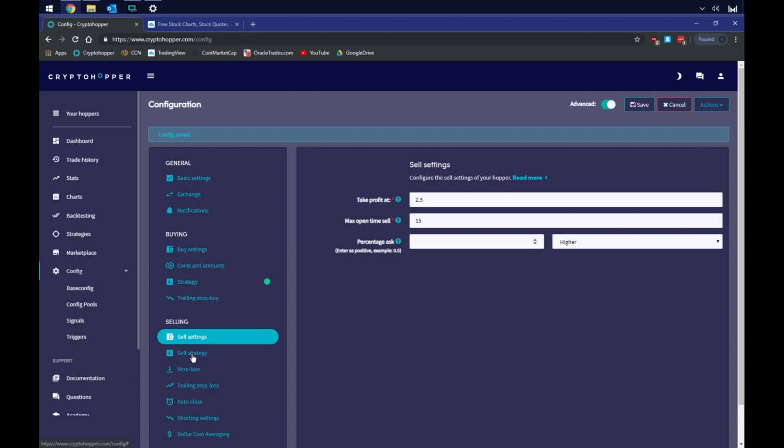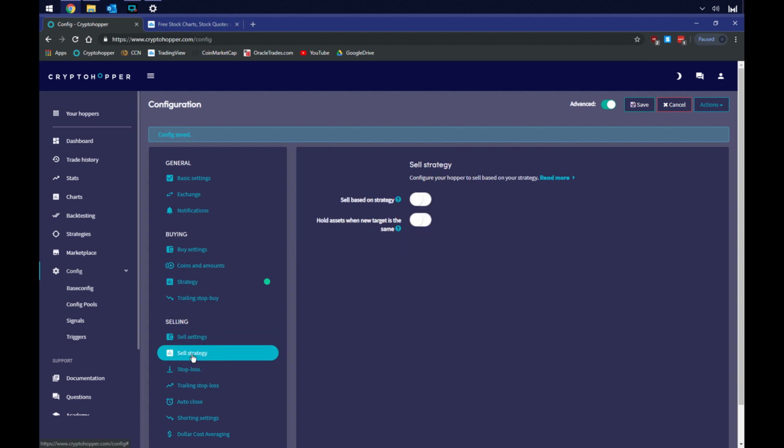All right. Next, the sell strategy acts the opposite way. If you sell based on strategy, positions will be held until the selling condition is met. This can work well, however, it may mean that positions are held for a very long time, depending on the strategy configuration. If buy and sell signals overlap, the assets will be held without opening a sell trade if this option here is selected. For now, we will not activate selling based on strategy.